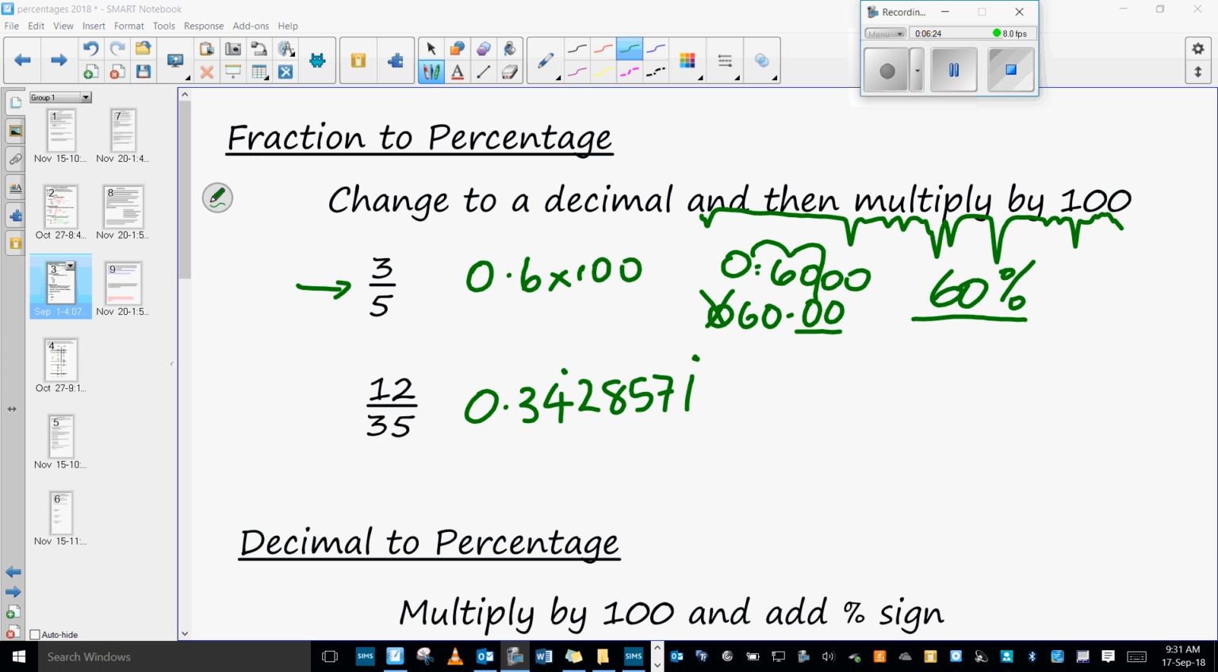Alright, so this one's super complicated. We've got 0.3 and then 428571, and that's all recurring. Okay, so what did we say we have to do to our number? Multiply by 100, yes? So we've multiplied by 100, so I'm moving my decimal point. Sarah, how many places? 2 places, good. Where is it going to end up? After the 4. Good girl. So we're going to have 34.